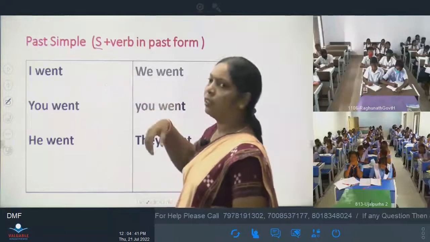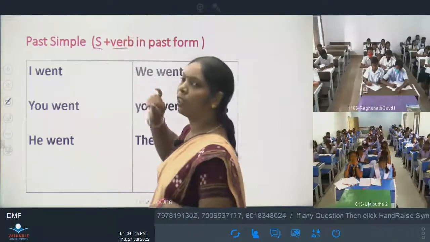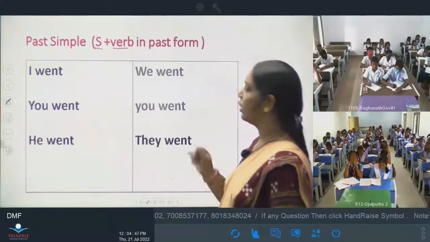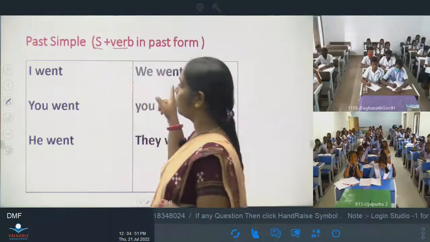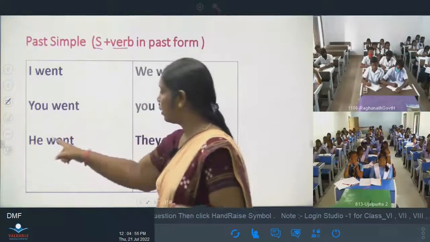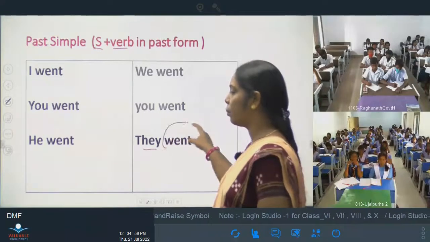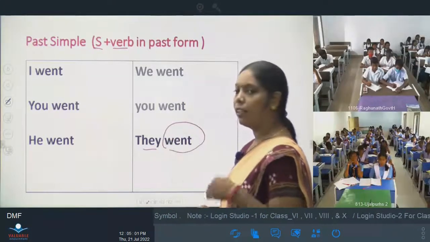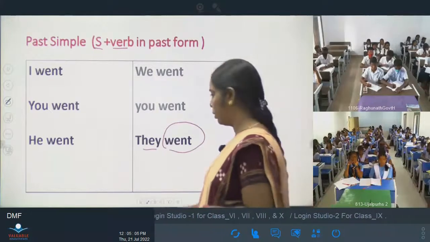and it is very simple. That's why there is verb only in its past form. So I went, we went, you went, he went, they went. Only subject here, and thereafter verb is there in its past form. So it is very simple.